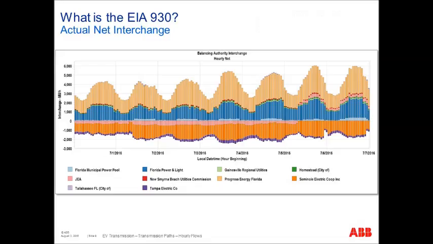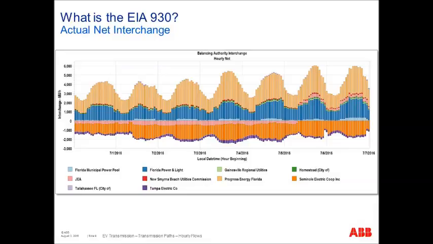The fifth and final schedule for the EIA 930 is the net interchange for all balancing authority areas. What this is, basically, is the summation of all of the interchange points for any given balancing authority area. So here's a week-long look at the major balancing authorities in Florida and how they change. Positive value in this case is going to be an import. Negative value is going to be an export.